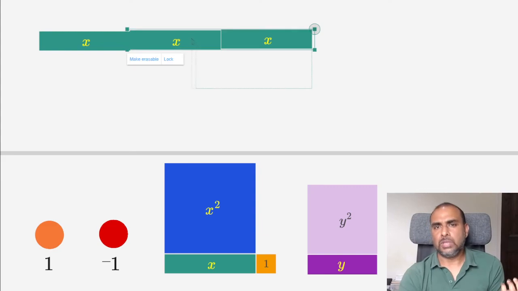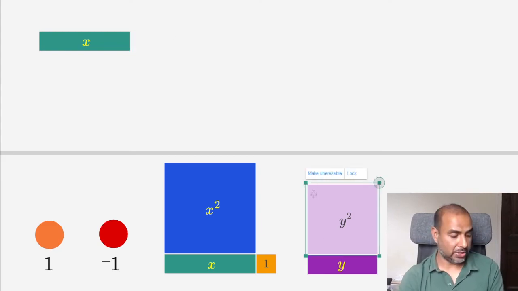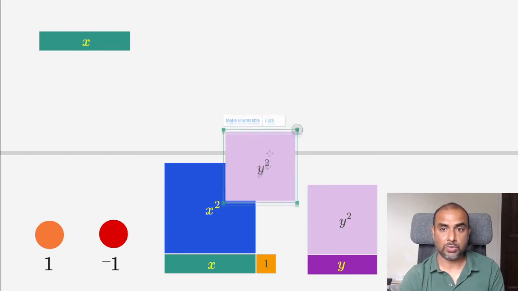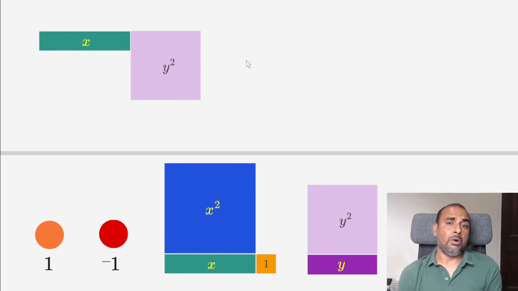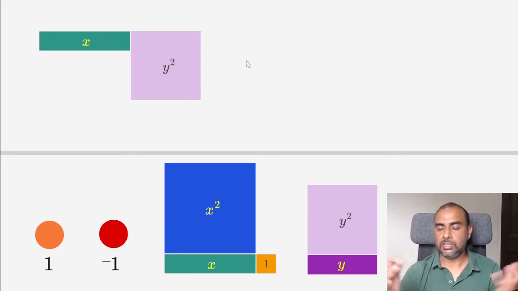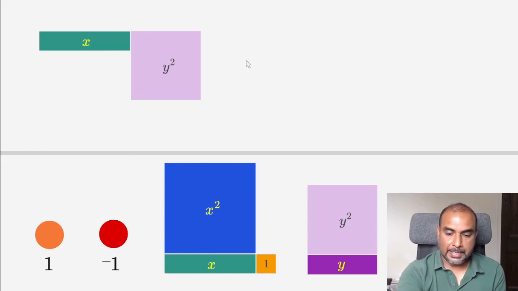So in algebra we sometimes call this adding like terms. Okay, can I push x and y squared together? Yeah, of course I can, although nothing new is formed. So while I can push x and y squared together and make a sum, it'll still be called x plus y squared. And that's it, really.